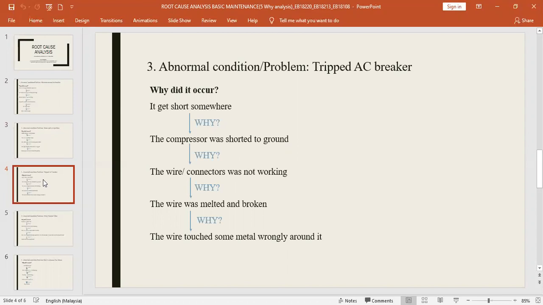Because the wire or connectors were not working. So why were the connectors not working? Because the wire was melted and broken. And why? Because the wire touched some metal wrongly around it, the AC breaker.